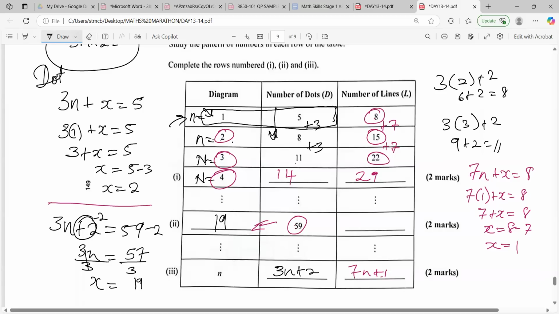So all right, how do we get this? 7 times 19 plus 1. I'm just using the calculator for that. So let me work it out.